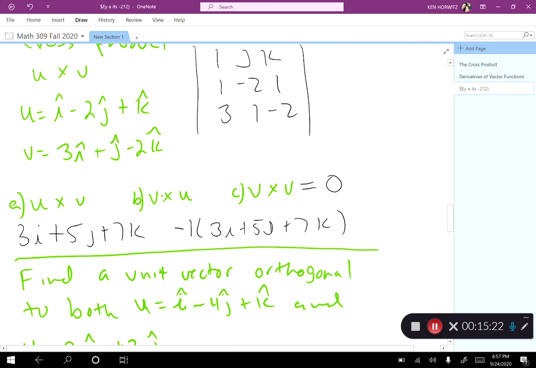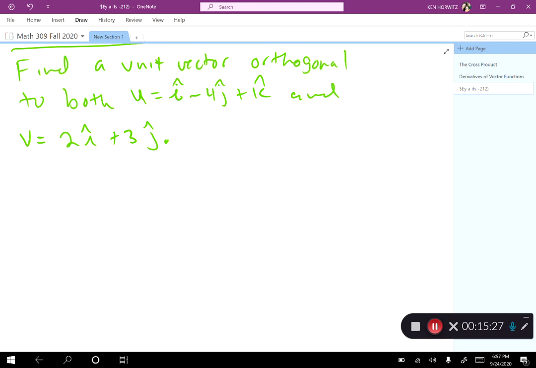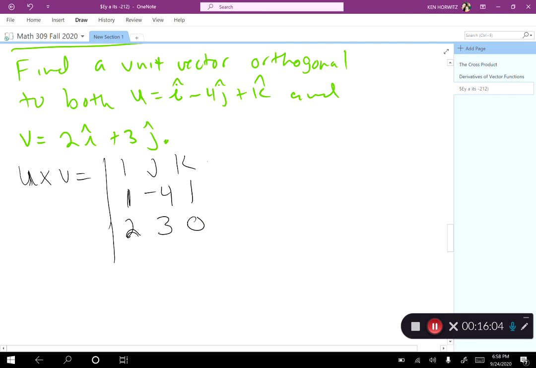So if I were to change the question to this one, which says find a unit vector orthogonal to both u and v, how are you going to start that? Well, you're going to start by doing the cross product, u cross v. And again, I'll help you set that up. So that's i, j, and k, and for u, 1, -4, 1. And for v, I have 2 for the i, 3 for the j, and there's no k, so I put 0. When you get your determinants and do your thing, it should wind up equaling -3i plus 2j plus 11k.